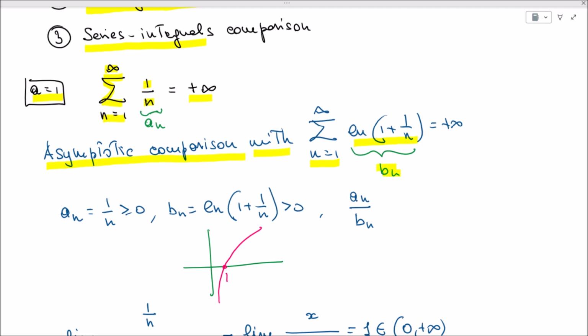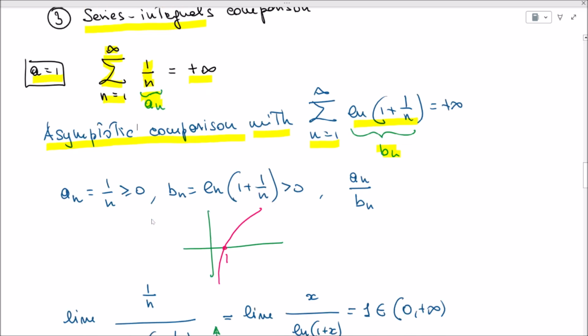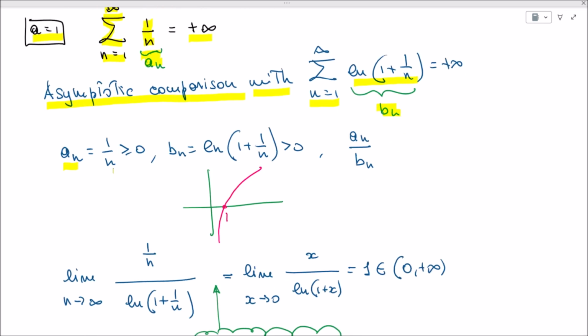So bn is the logarithm of 1 plus 1 over n, and instead an is going to be 1 over n. Let's see if all conditions for the applicability are satisfied. An, which is 1 over n, is larger than or equal to 0. Bn, which is the logarithm of 1 plus 1 over n, well, this is strictly larger than 0.